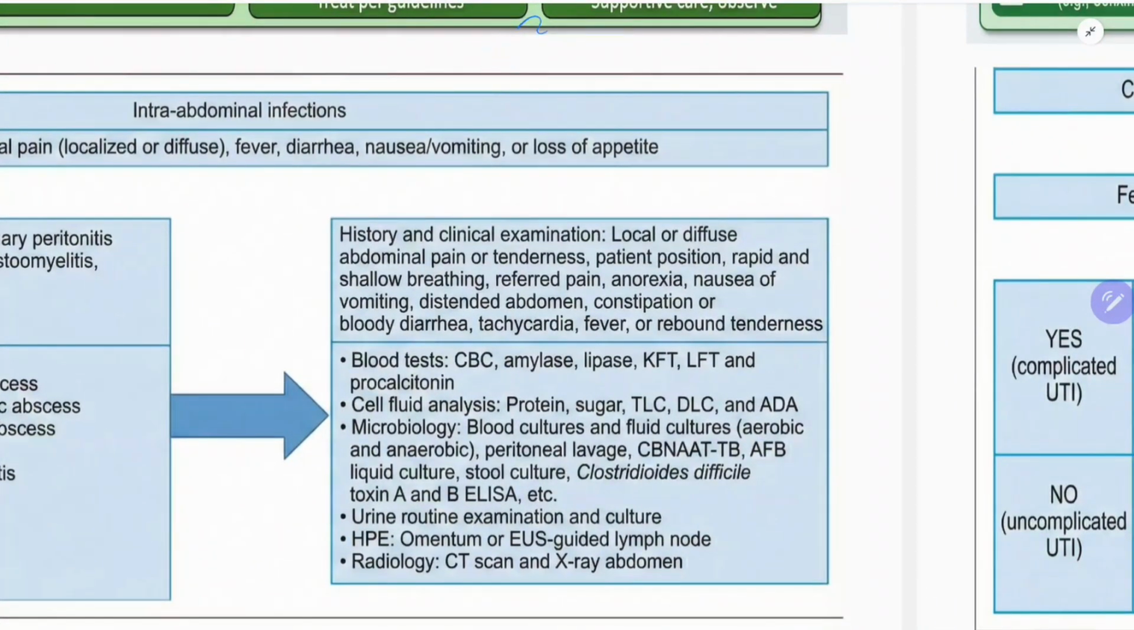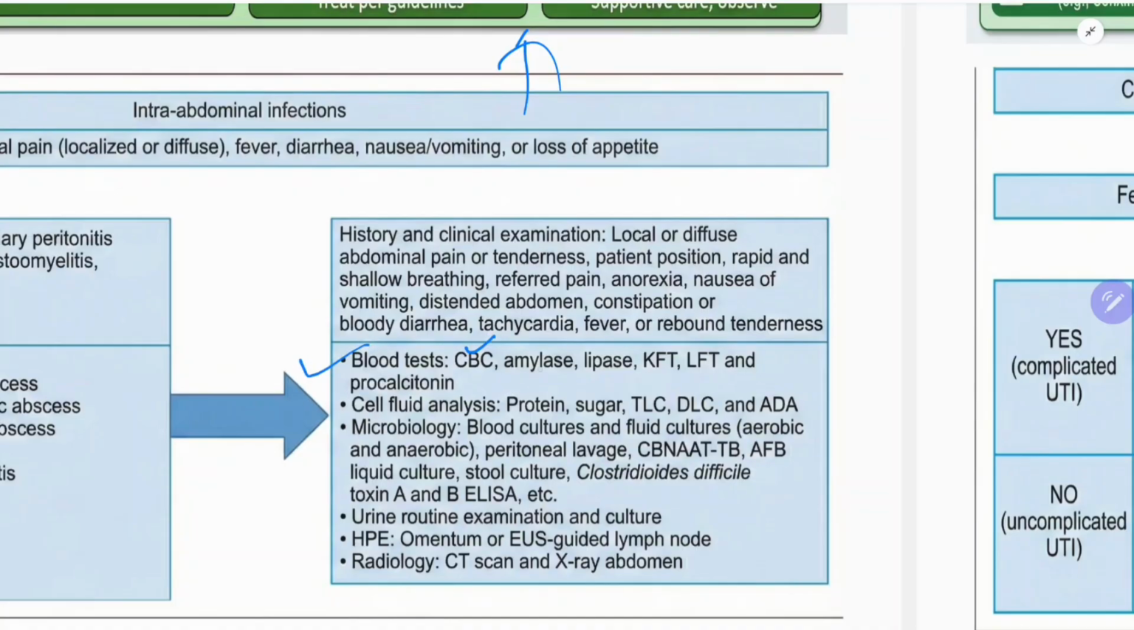According to this flowchart, you should exclude the surgical emergency. Then if a surgical emergency is not there, consider it low risk, and then you will proceed with investigation and radiology investigation. But according to this API algorithm, you should go by localized pain or diffuse pain. History and clinical examination: local or diffuse abdominal pain or tenderness, patient position, rapid and shallow breathing, referred pain, anorexia, nausea, vomiting, distended abdomen, constipation or bloody diarrhea, tachycardia, fever or abdominal tenderness.